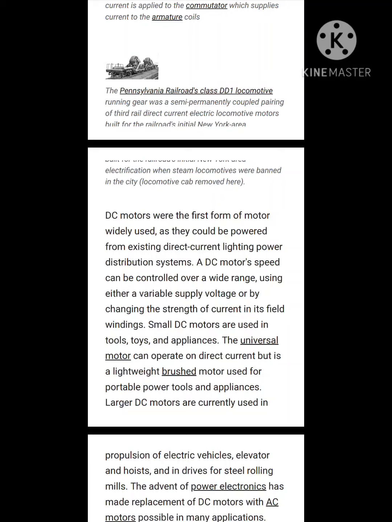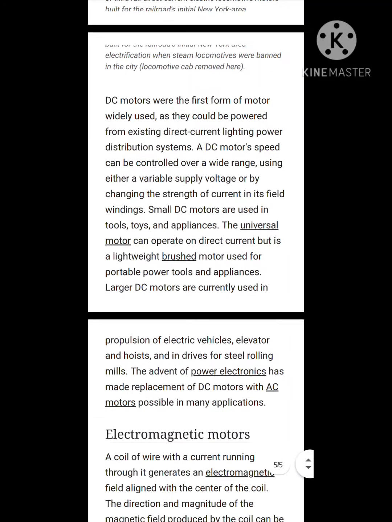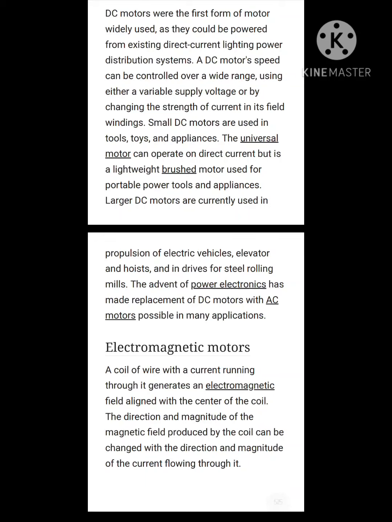The universal motor can operate on direct current but is a lightweight brushed motor used for portable power tools and appliances. Large DC motors are currently used in propulsion of vehicles, escalators and hoists, and in drives for steel rolling mills. The advent of power electronics has made replacement of DC motors with AC motors possible in many applications.